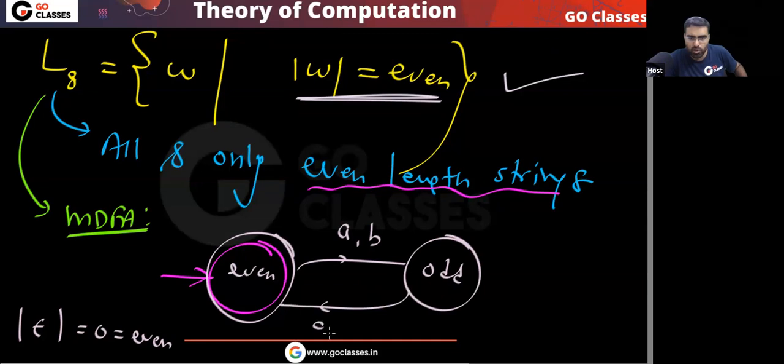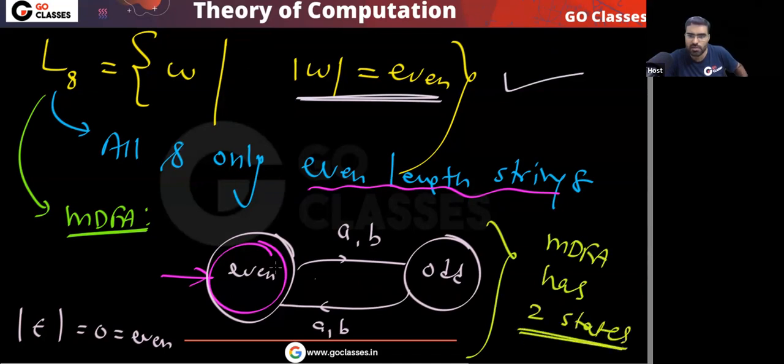If another symbol A or B comes, you will go to even length. This is your final DFA. So how many states does the minimal DFA have? Only 2 states. This is your final answer: the minimal DFA has only 2 states.